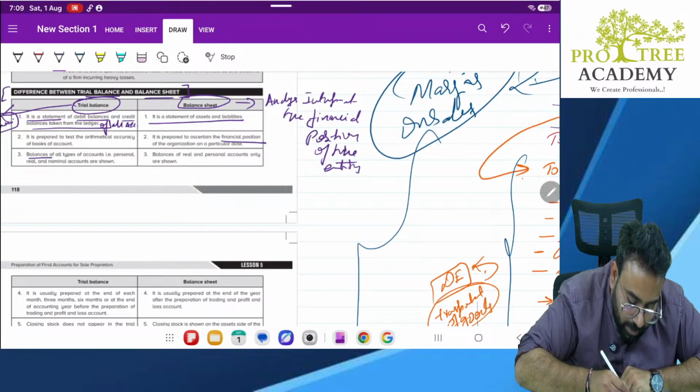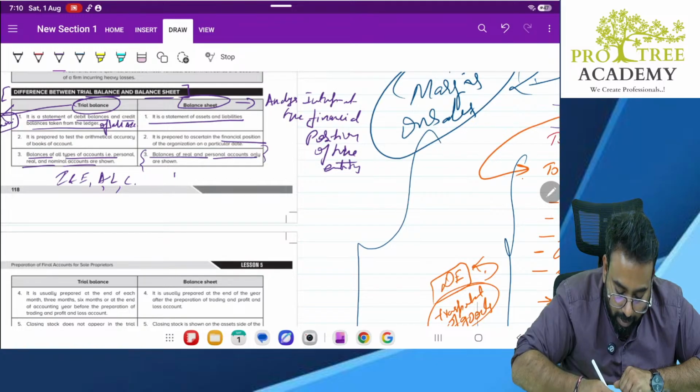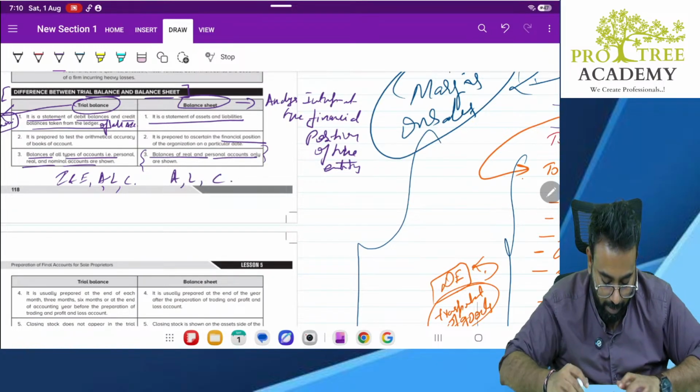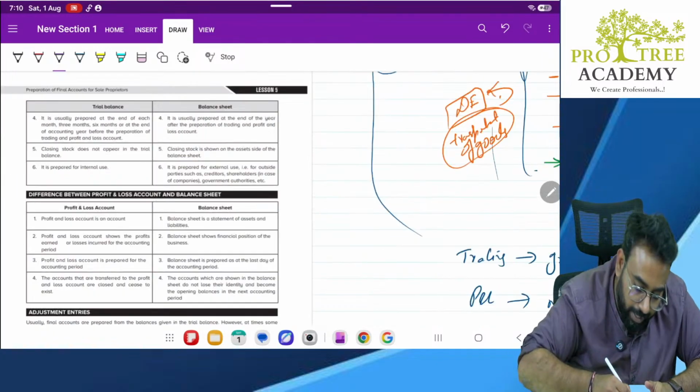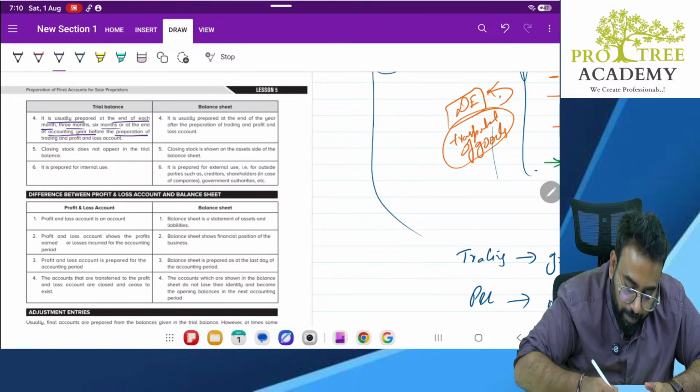Next, balances of all types of account: personal, real, nominal. Here balances of real and personal accounts are only shown. In other words, in trial balance: income, expenses, assets, liability and capital. Here: assets, liability and capital. Trial balance is usually prepared at the end of each month, 3 months, 6 months, or at the end of the accounting year, before preparation of trading and P&L account. Balance sheet is usually prepared at the end of the year, after preparation of trading and P&L account.